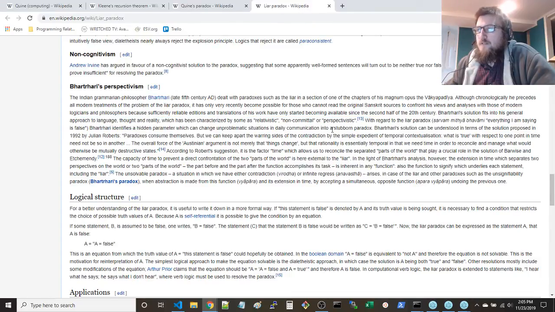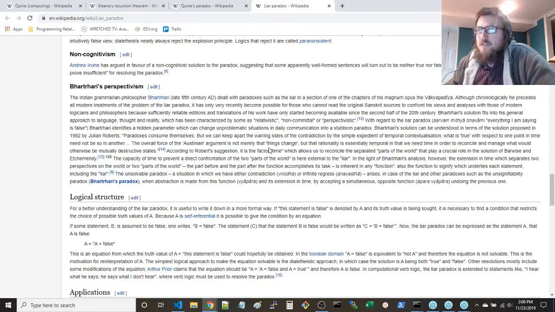Relativistic, non-committal, or perspectivistic. "Everything I am saying is false," a hidden parameter which can change on problematic situations to a stubborn paradox. Oh, that's pretty funny. Paradoxes consume themselves. Keep apart the warring sides of the contradiction by the simple expedient of temporal contextualization. What is true with respect to one point in time need not be so in another. Yeah, context.